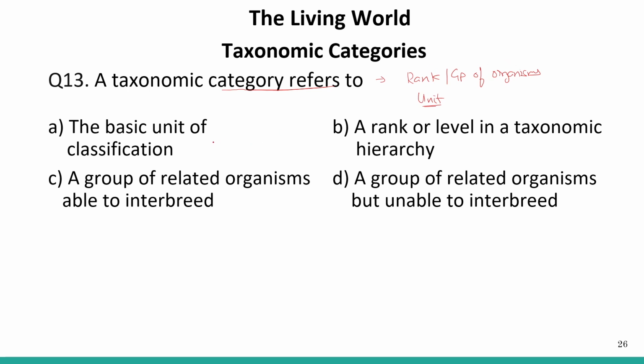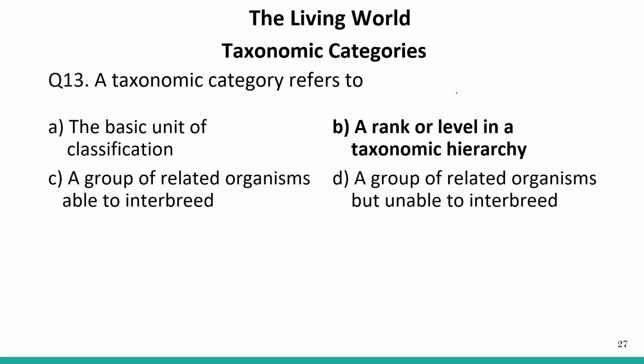So options are basic unit of classification. Second option is a rank or level in taxonomic category. Then we have a group of related organisms able to interbreed. Not correct. Okay, this can be the definition of a species. Now fourth option is group of related organisms but unable to interbreed. So this is also not correct. So what should be the correct answer? A rank or level in a taxonomic hierarchy.